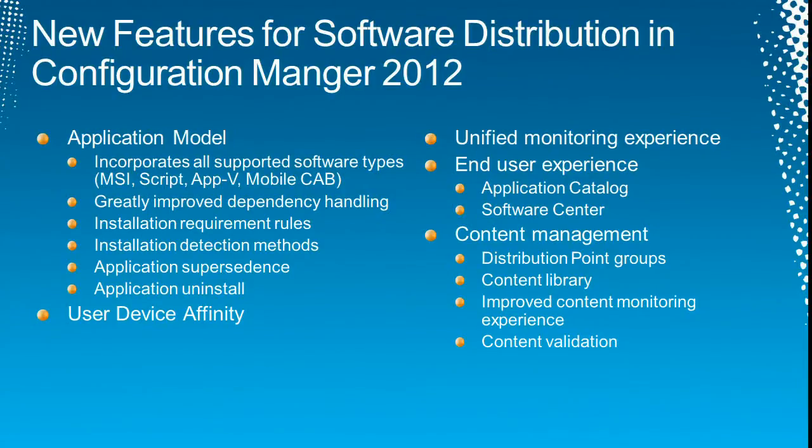User device affinity, again, tying users to systems. You kind of can do that in ConfigMan 2007 with the asset intelligence and primary console user, but it doesn't really work that well. So this is much, much more efficient, and I'll show you how we go through that process.